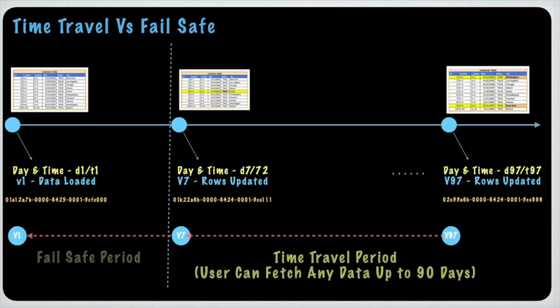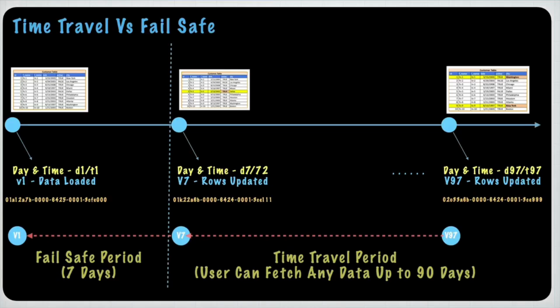The fail-safe period is fixed at 7 days for a permanent table and 0 days for transient and temporary tables. If you have to extract data from the fail-safe storage layer, you have to contact the Snowflake support team, and there is no way that you can use extended SQL or any other mechanism to extract it. Fail-safe's primary intent is very different from the time travel feature.